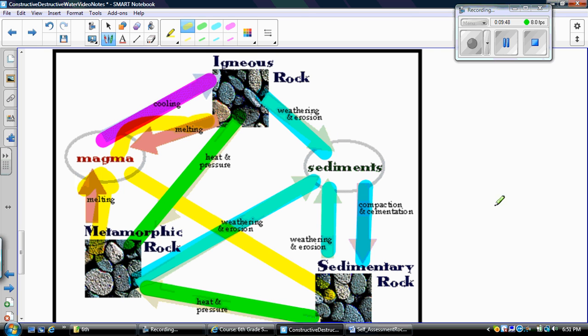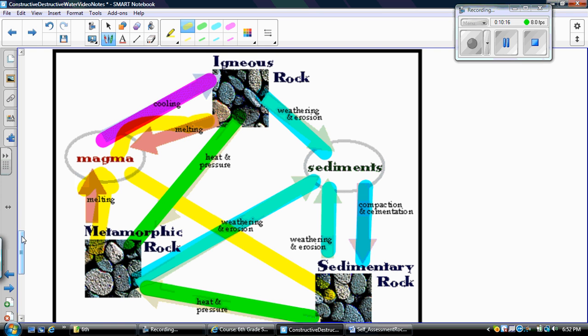Now, one thing I want to make sure you understand. All the rocks in the rock cycle, we don't create or destroy rocks. All we're doing is changing them. We'll change the igneous rock into a sedimentary rock into magma. So we are not creating or destroying any of these rocks. All we're doing is changing them. And remember, a rock is matter, so all we're doing to this matter is changing it.